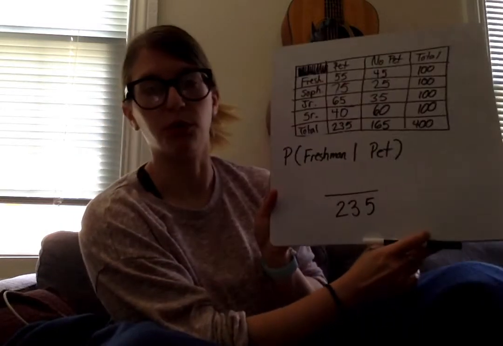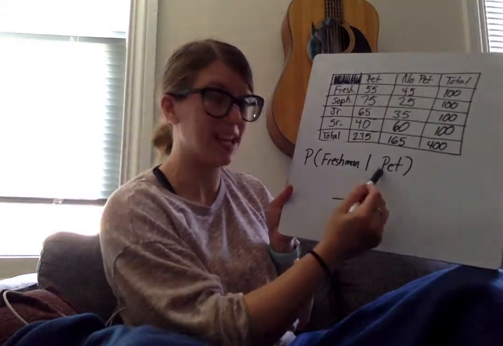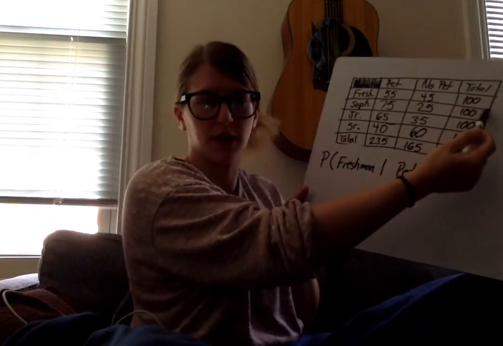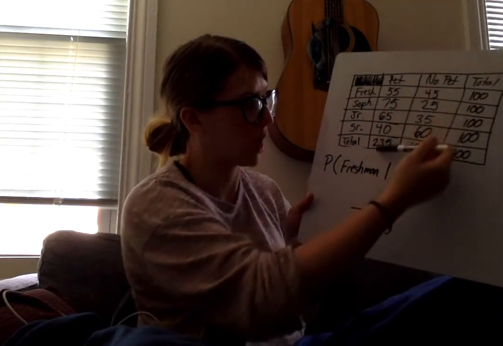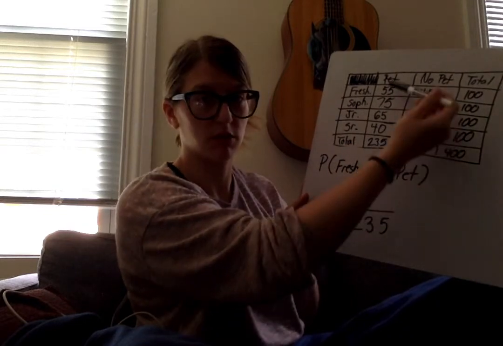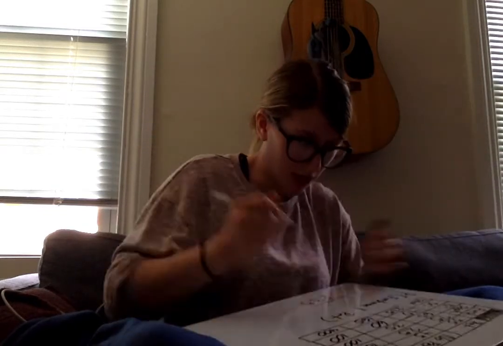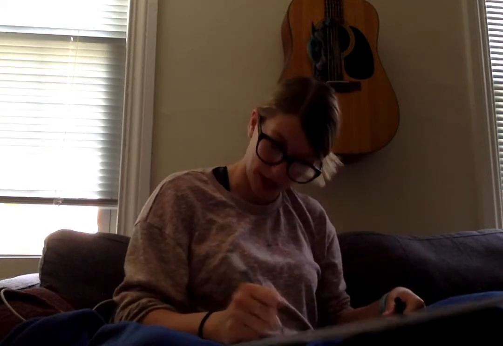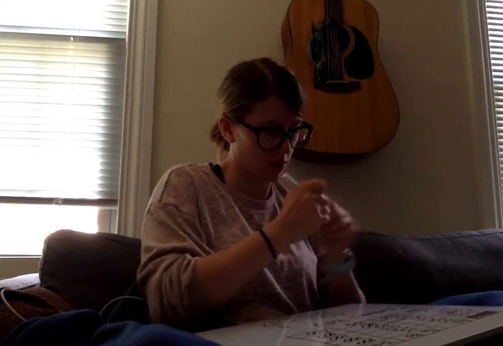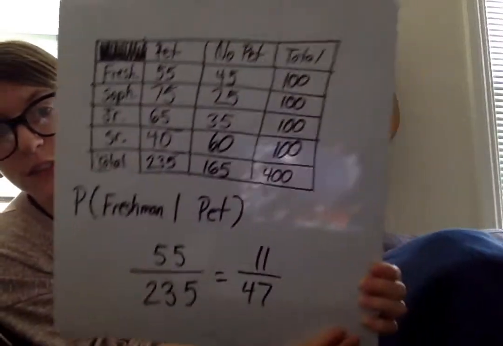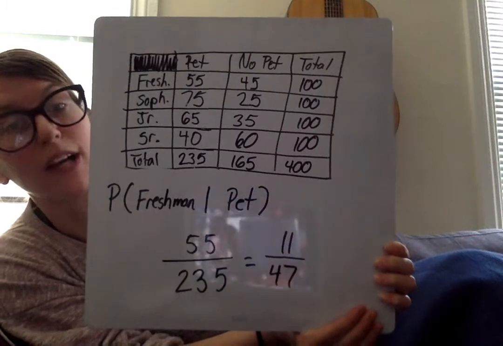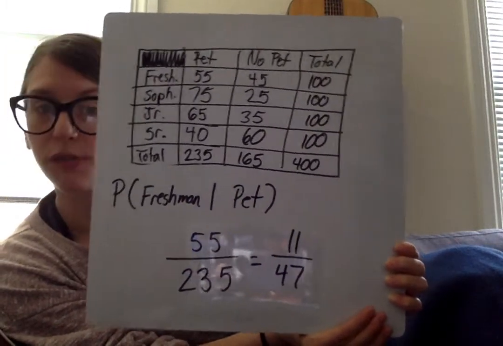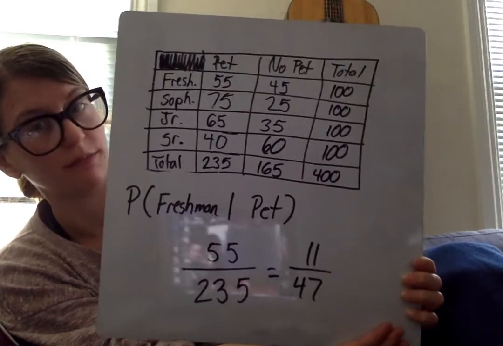But now I want to include the freshmen. So find out that they are a freshman given that they have a pet. I'm not going to use 100 because 100 has the no pet and the pet. I'm going to go to pet. I'm going to use this whole column, and I'm going to look for freshmen. 55. So my answer is 55 over 235, and when we simplify that, we get 11 over 47. And here you go, you can look at it. So you see that the pet's 235, you see that the freshman in that column is 55. 55 over 235, I simplified it to 11 over 47.